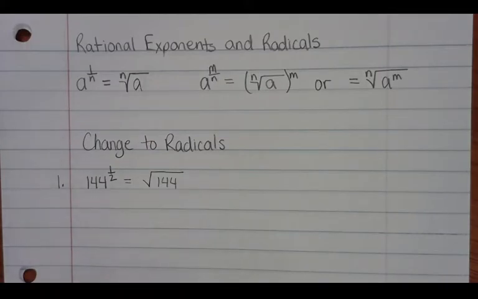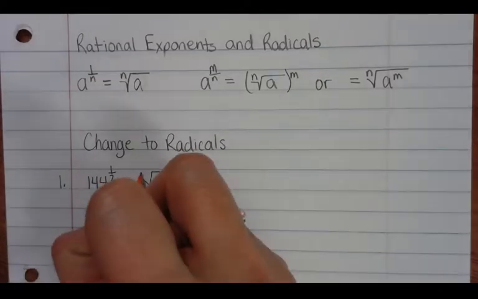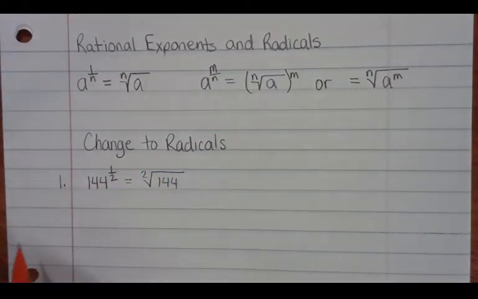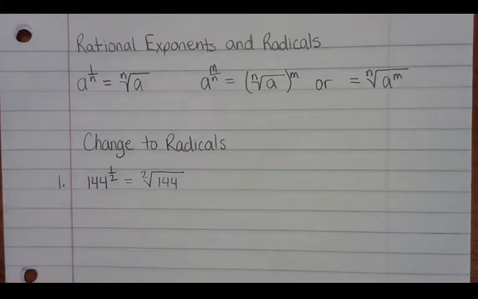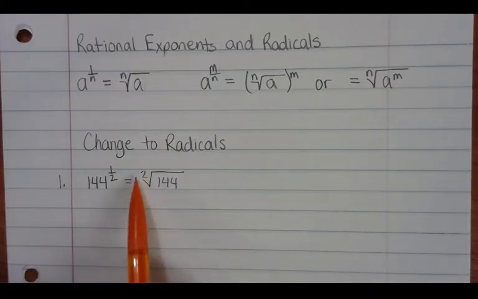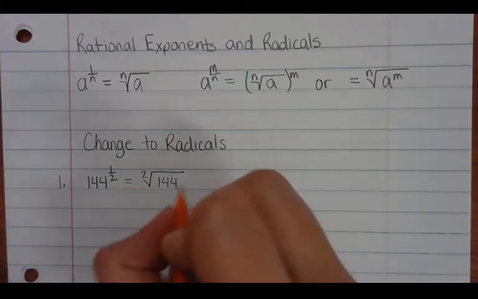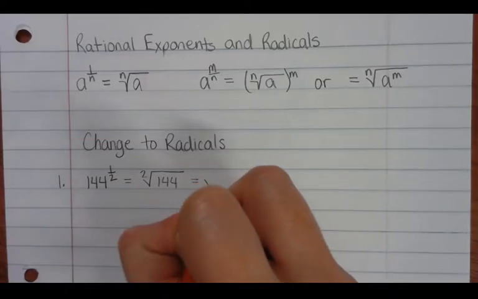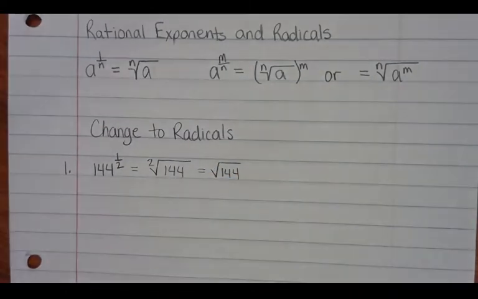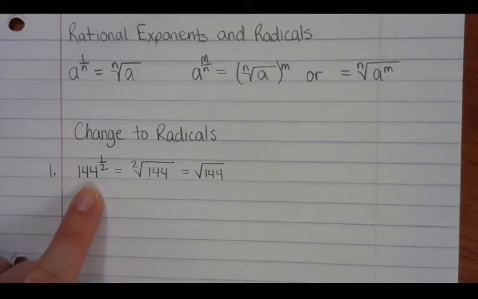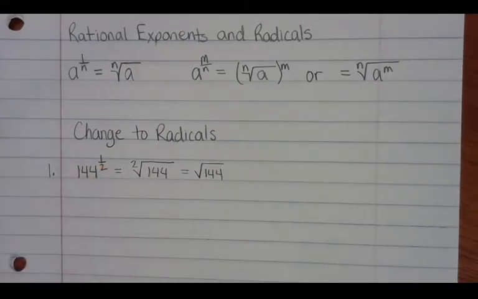And then the denominator of our fractional exponent is our index number. The numerator is your exponent. So you could put a 1 here, but an exponent of 1 is not necessary. Actually, if you'll notice, an index number of 2 is not necessary. So really the simplest way to write this is just the square root of 144. So 144 raised to the 1/2 power is the same as just the square root of 144.